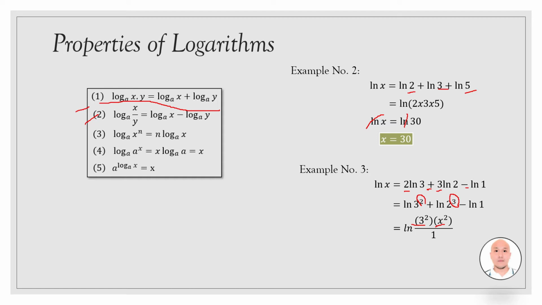So this is the product rule over 1. So ln 1 is in quotient rule. Then ln of 9 times 8. So this is equal to ln x equal to ln 72. Then again you have to reduce the equation. x now is equal to 72.